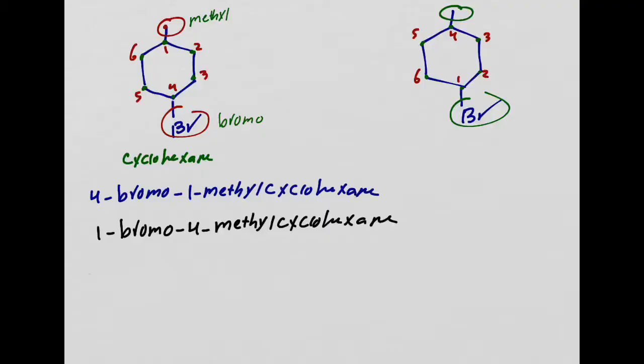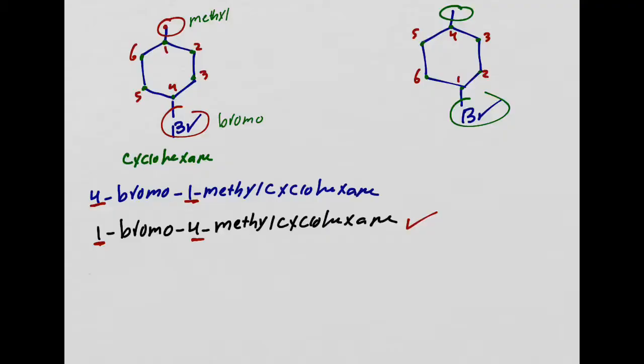Which one is right? Remember, we said we numbered the carbon chain in a way that the substituents get the lowest number possible. Okay? 4, 1, 1, 4. The substituents have exactly the same numbers. So which one is correct? Okay. One is more correct than the other one. And the one that is more correct is this one. Okay, so when you're in this situation, it doesn't matter how you number it, the substituents will be numbered the same way. For example, here 4, 1, 1, 4.